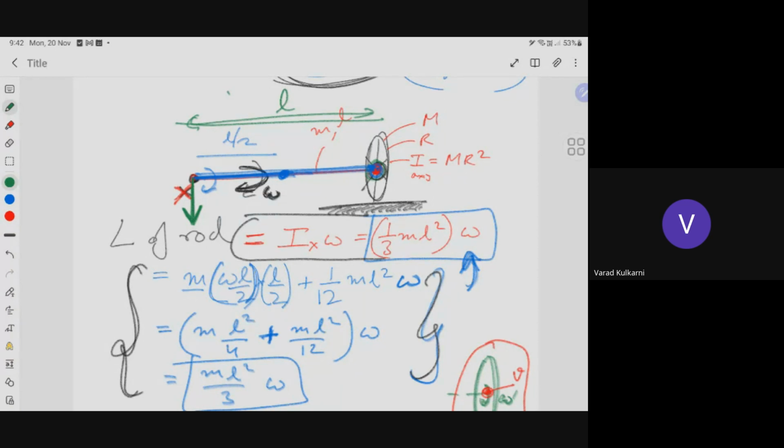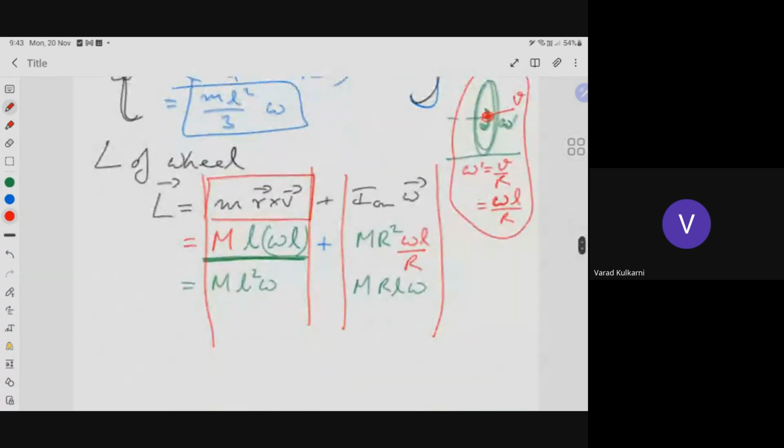You can curl your fingers with the movement of how the rod is going, or how the red dot over there is going. Okay. So R is this side. That's your R vector. And V is outside. That's your V vector. You curl your finger from R to outside, you'll get a down. So this guy is so much down.